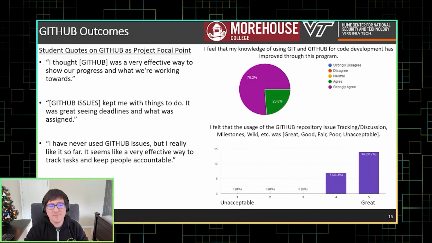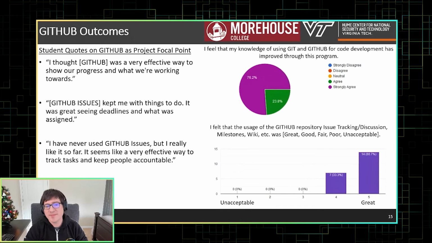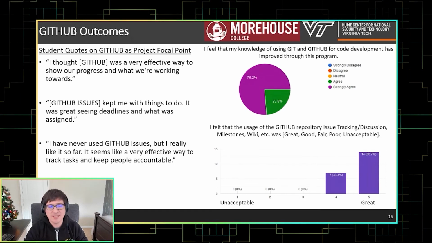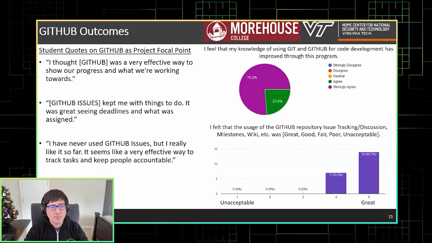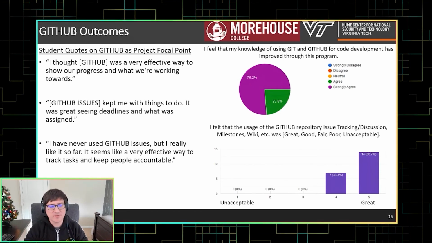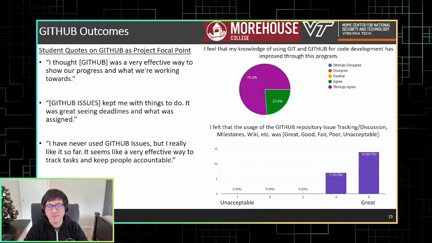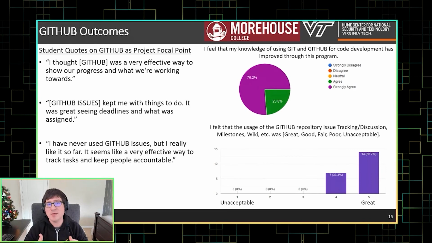They thought GitHub was a very effective way to show our progress and what we're working towards. It kept them with things to do. It was great seeing deadlines and what was assigned. Again, that accountability. But this person said, "I never used GitHub issues before, but I really liked it. It was a very effective way to track changes, or track tasks, and keep people accountable."